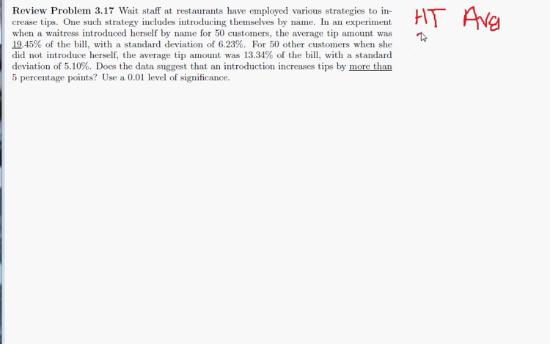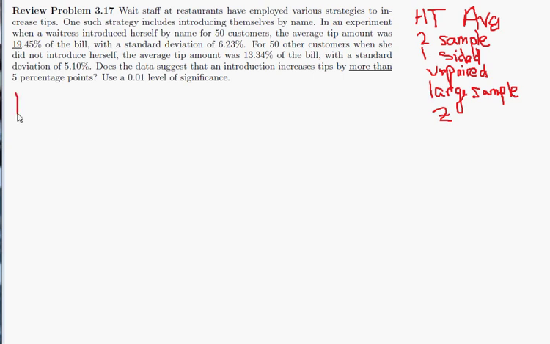This is a two-sample problem, looking at comparing the amount of the tip when making an introduction and when not making an introduction. It is a one-sided hypothesis question because the question is more than 5 percentage points. This one's unpaired. It's not a before and after. It's the same waitress, but it's 50 customers and then 50 other customers. And finally, because this is a large sample, each sample is size more than 40, and so therefore we'll use the test statistic Z.